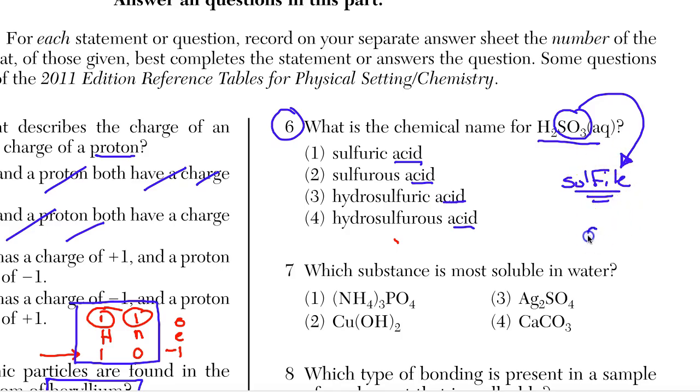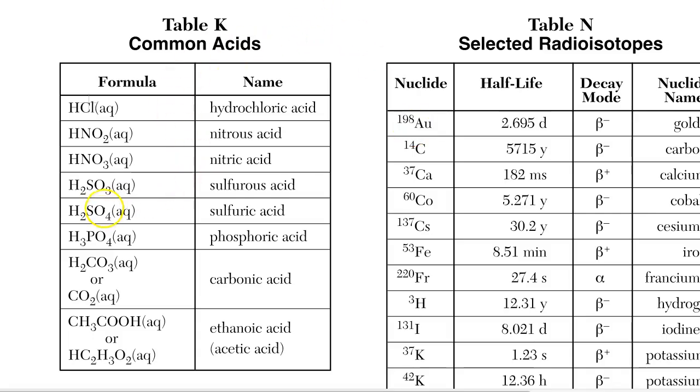And -ites become -ous. So that would be sulfurous acid. Okay, and that's why choice 2 is the answer, but you do not have to know that. All they're really asking in this question is, do you know where to look for the name of a common acid? So H2SO3, if you go to the reference tables, table K, there it is.